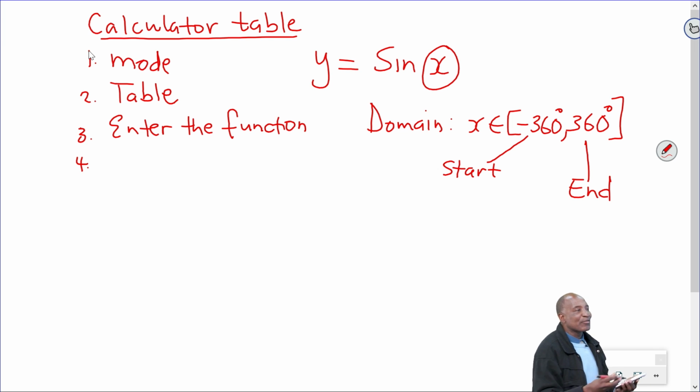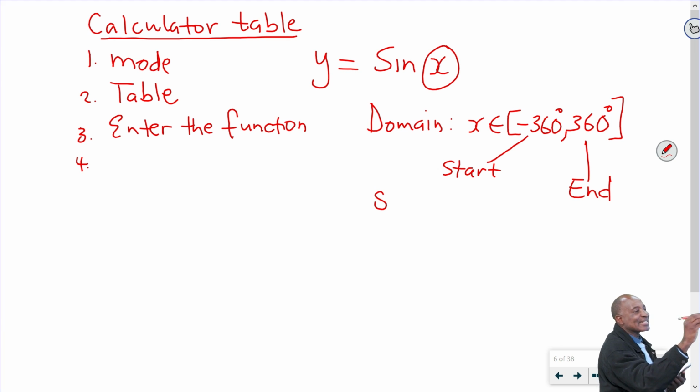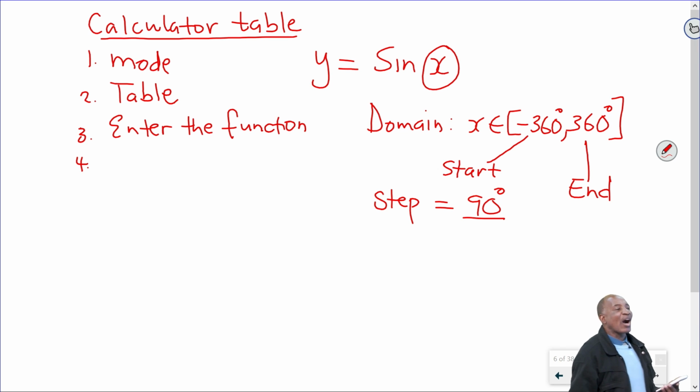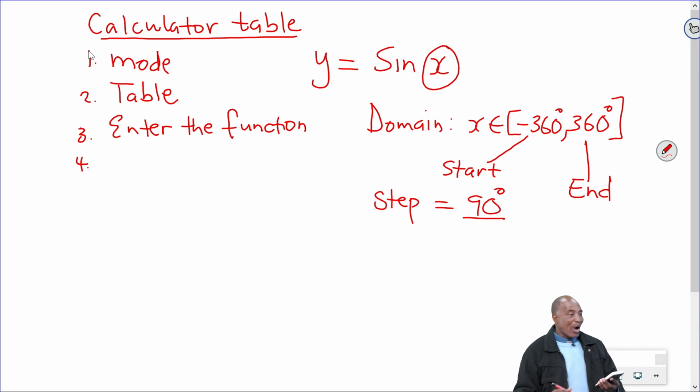I already gave you a step of 90 degrees. Step, in this case, is equal to 90 degrees. I will show you later how you get this 90 degrees. So our step is 90. You enter 90 degrees and say equals. Once you have entered the step, some calculators say end. Other calculators don't prompt that end. So you just enter the step, it will give you a table.